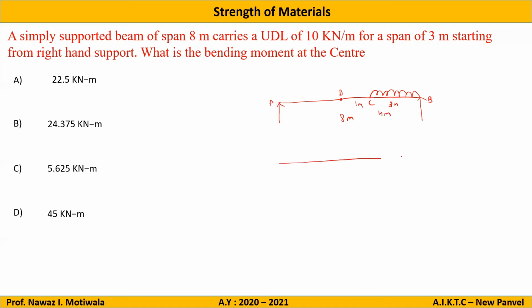Okay, so starting with the free body diagram. There are two supports, so let us name them VA and VB. And here there will be a load of 3 into the intensity given as 10 per meter. So 10 into 3, 30. So there will be a load of 30 kilonewton at a distance of 1.5 meters from this end. It is exactly at the center of the loaded portion.